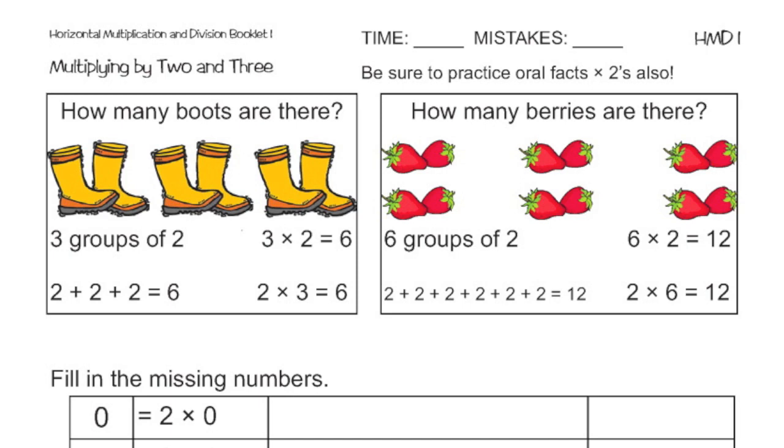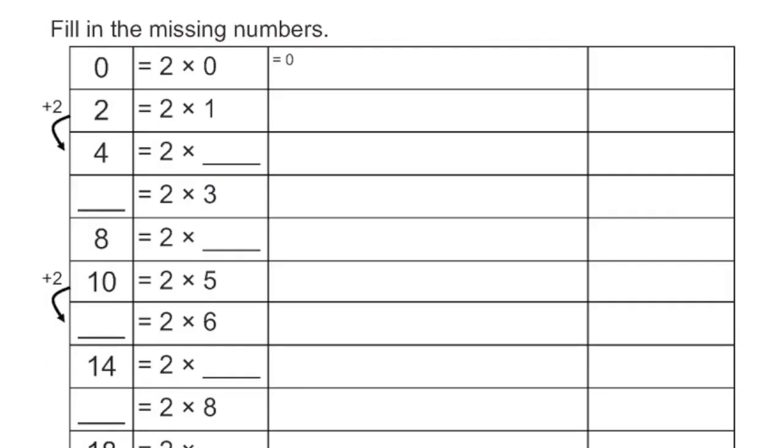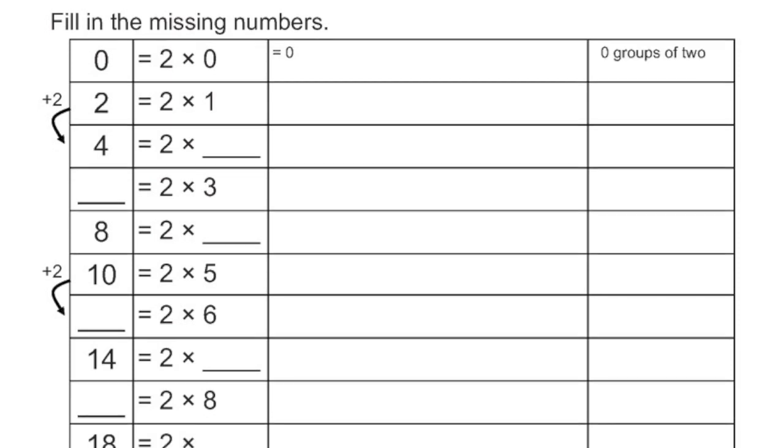So let's move on down to the bottom here. What we have here is, we'll start with the first example: 0 equals 2 times 0. Anything times 0 is just 0, and so there's nothing else really to do. You can't multiply something by nothing. You're going to still have nothing. So that's going to be 0 groups of 2.